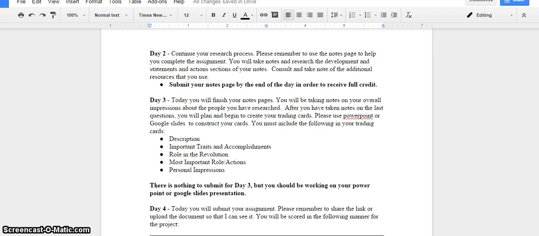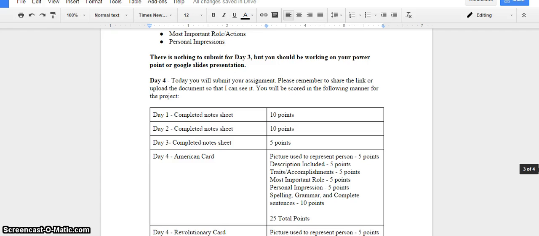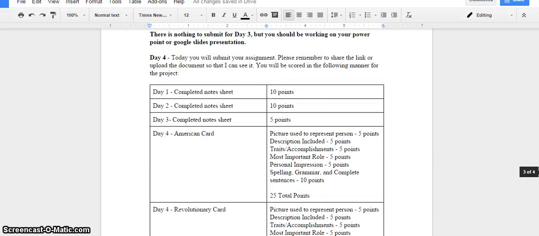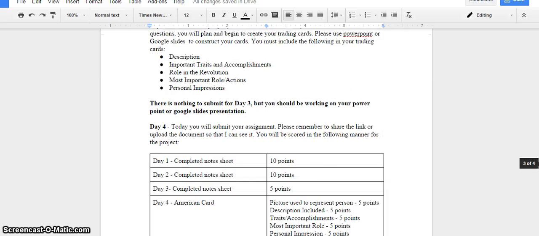On day 3, there is nothing to submit, but you need to have started your final copy of the project. On day 4, you're submitting your trading cards. Please remember to share the link or upload the document so that I can see it. You'll be graded in the following manner. You'll receive 10 points for your completed note sheet on day 1 and day 2. For day 3, you will receive 5 points on your notes sheet. For day 4, you will receive 25 points for your American card and 25 points for your British card.